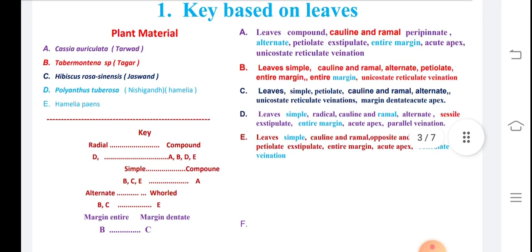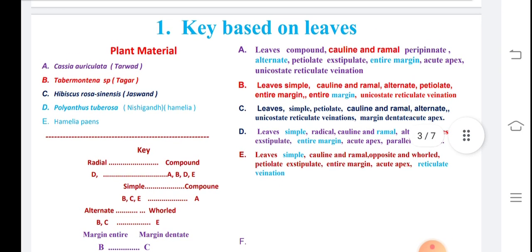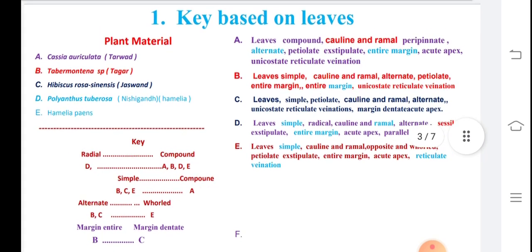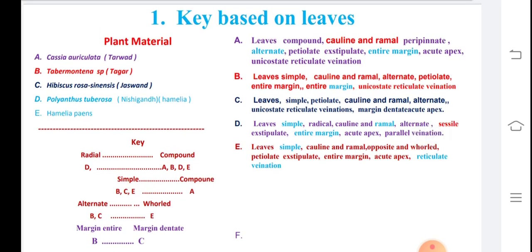Then C material, hibiscus. It is our common plant, but we have to write the characters. The leaves are simple, petiolate, cauline and ramal on the main stem and branches, alternate, unicostate reticulate venation, margin dentate, and acute apex. And the last material, Hamelia patens: the leaves are simple, cauline, ramal, opposite and whorled, petiolate, exstipulate, with entire margin, acute apex, and reticulate venation.